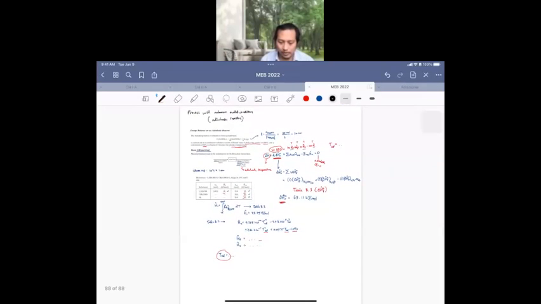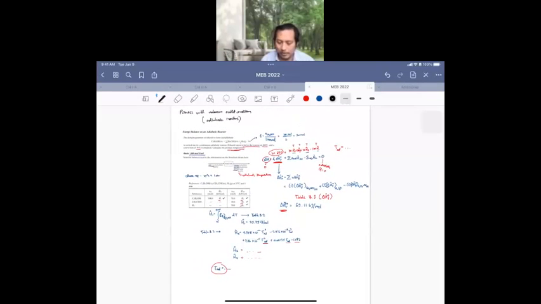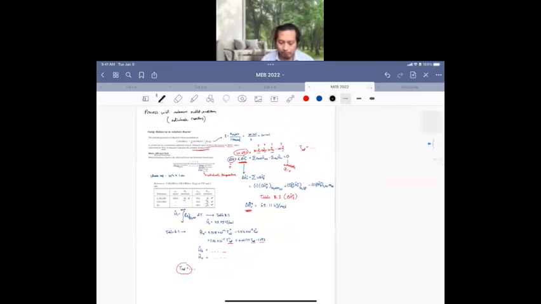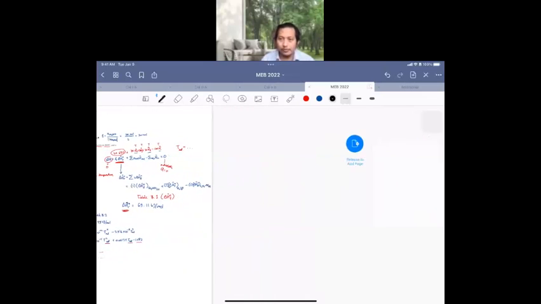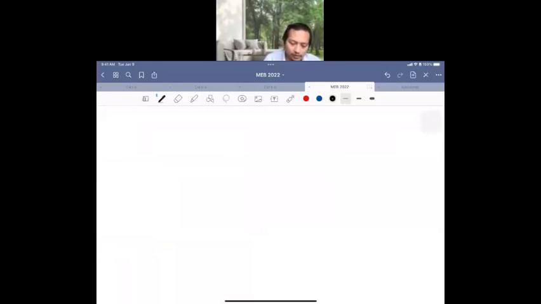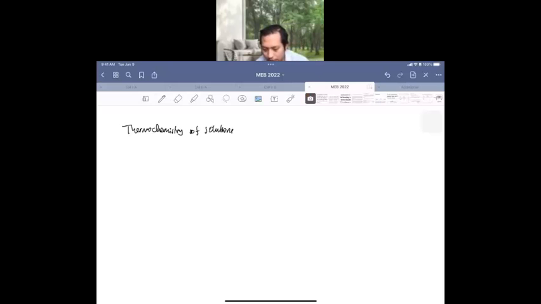Okay, that's for the adiabatic reactor, finding the adiabatic temperature. Okay, let me move to the next one. The next one is the thermochemistry of solutions. So this is what we have.